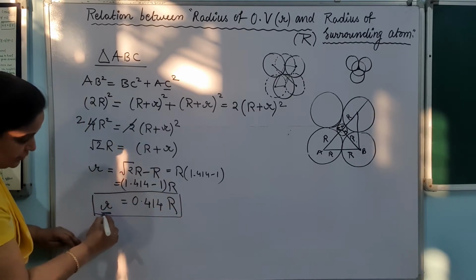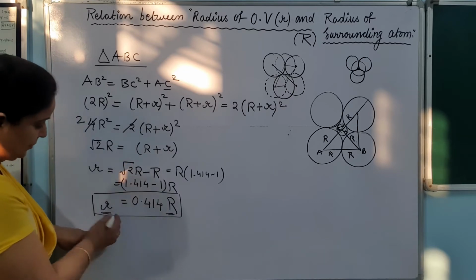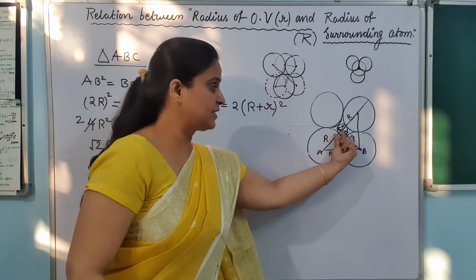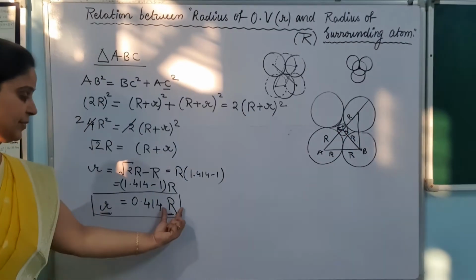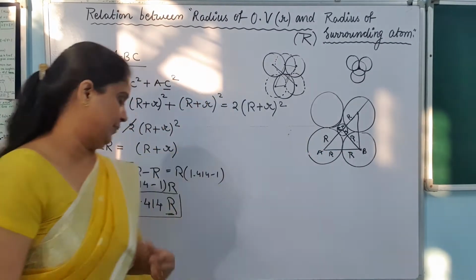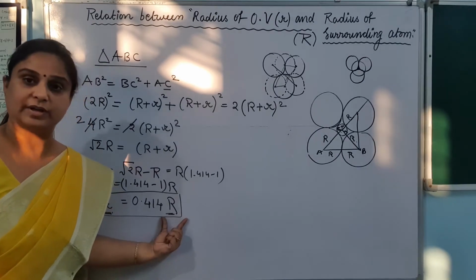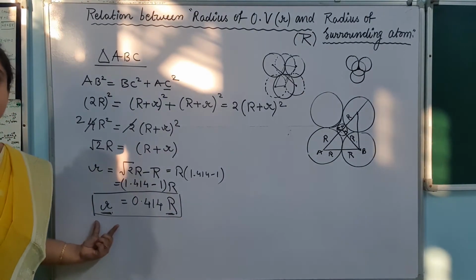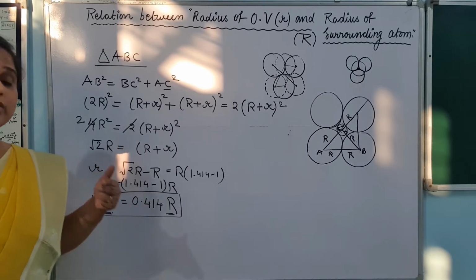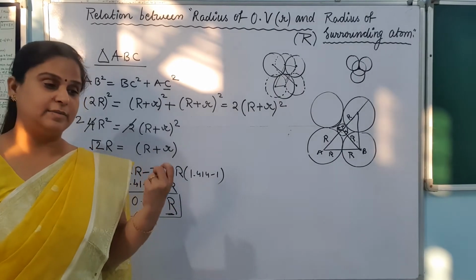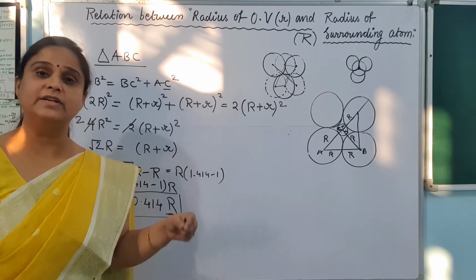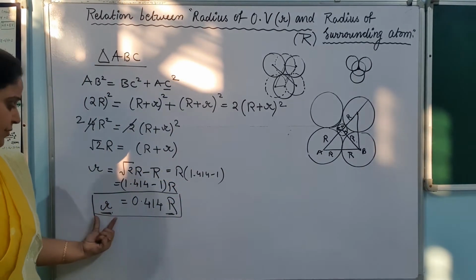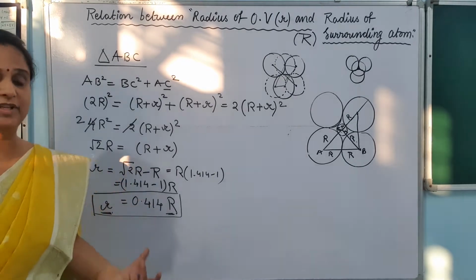So this is the relationship between small r and capital R, where this small r is the radius of this void and this capital R is the radius of this atom. As the radius increases, the void size will also increase, and the bigger and bigger atom can be fitted into this void, isn't it? So this way we can derive the relationship between how they are related with each other.